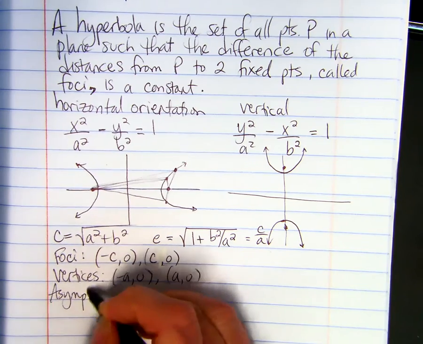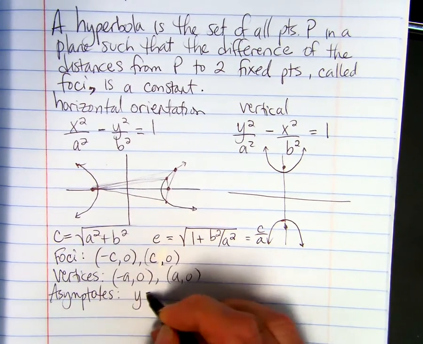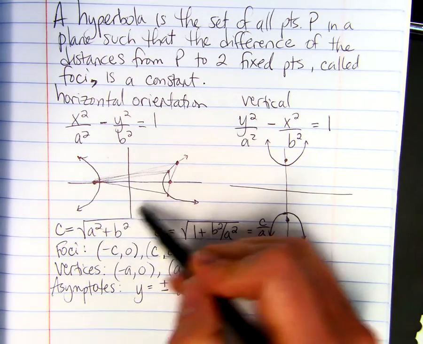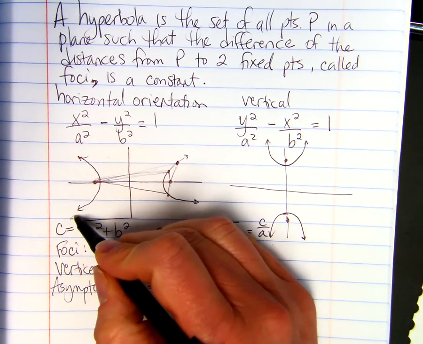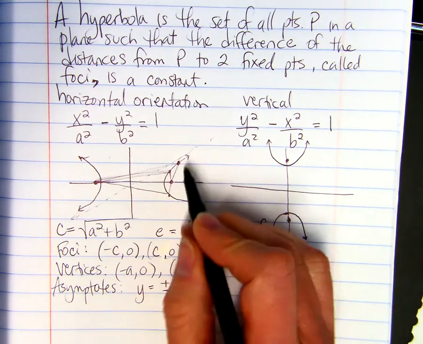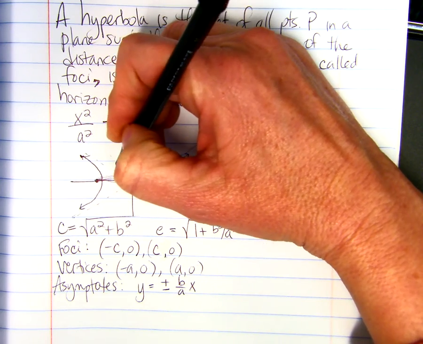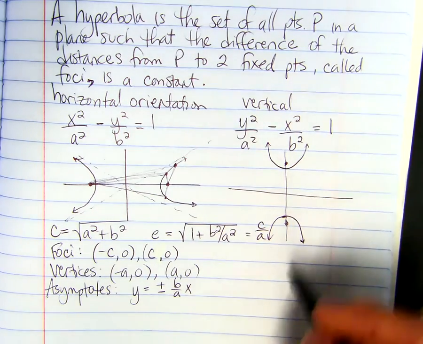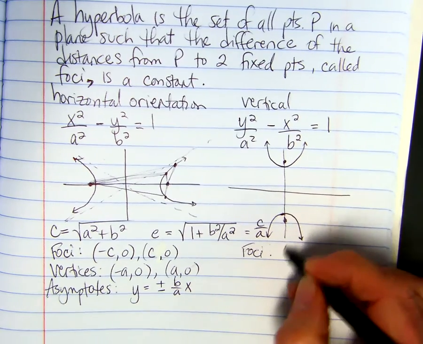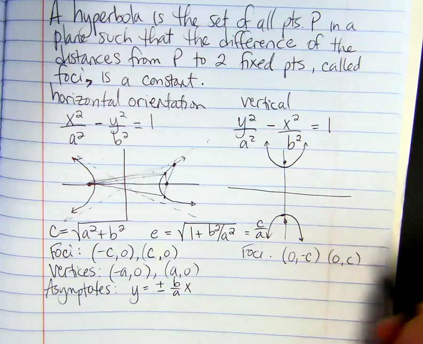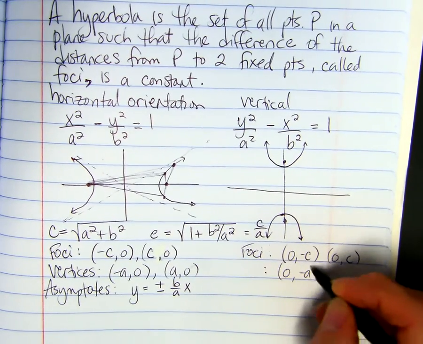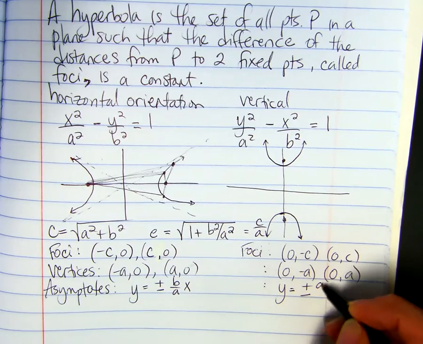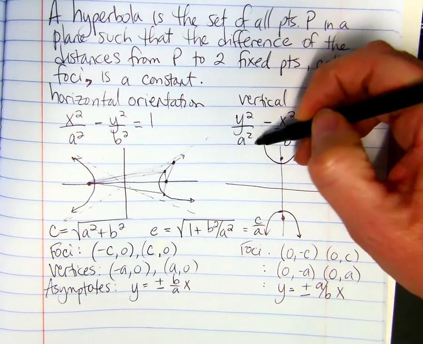And then the asymptotes, check this out, I'll tell you where those are. y equals plus or minus b over a times x. So the asymptotes are these lines, which are so cool. They go right along here, and the hyperbola approaches those lines. Same right there. So there'll be those asymptotes. And then for the vertical orientation, the foci are at 0, negative c and 0, c. The vertices are at 0, negative a and 0, a. And the asymptotes are y equals plus or minus a over b times x. That's where you'd have these lines right here.